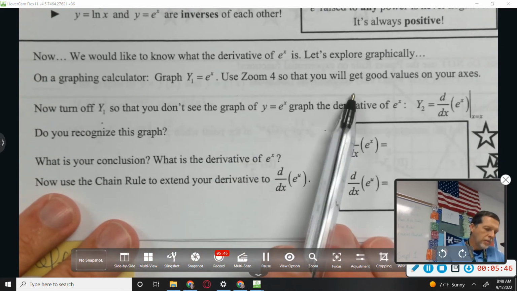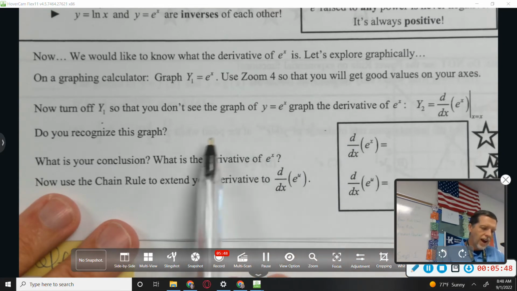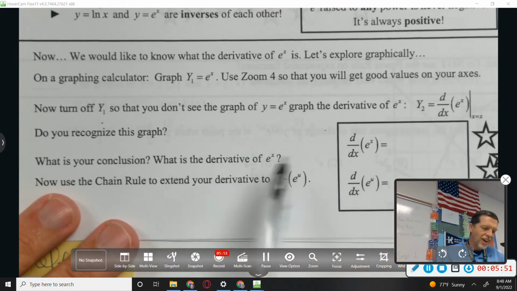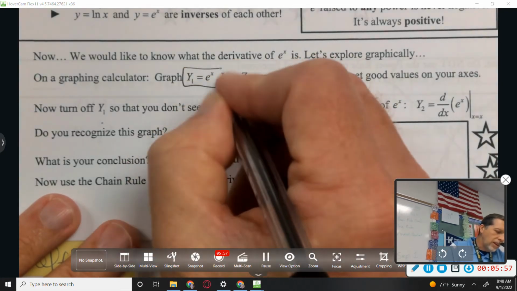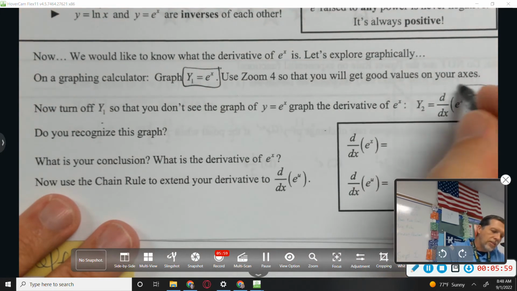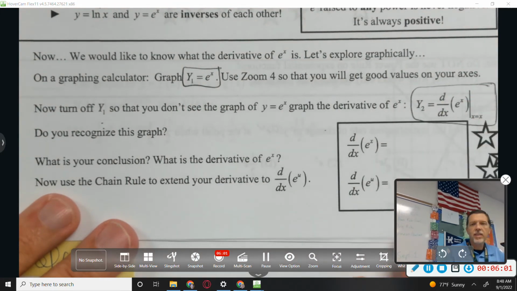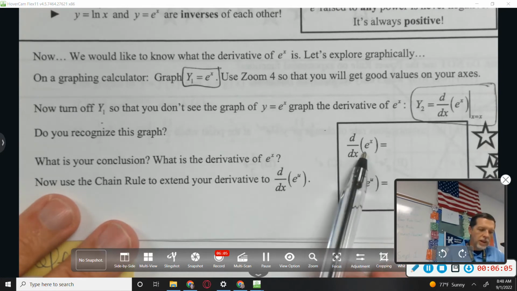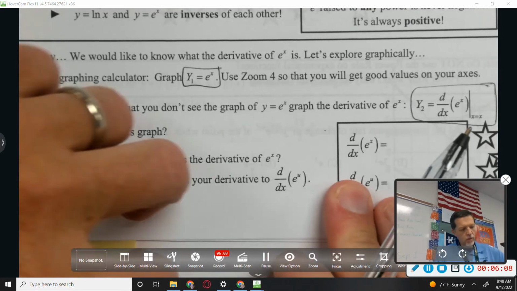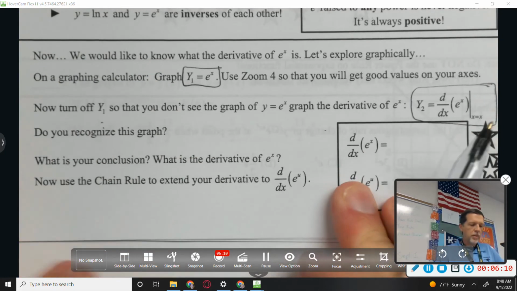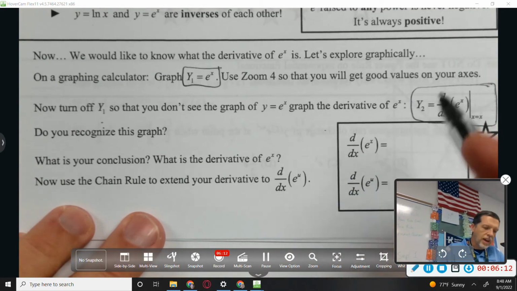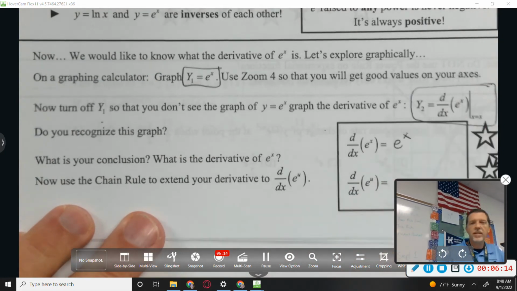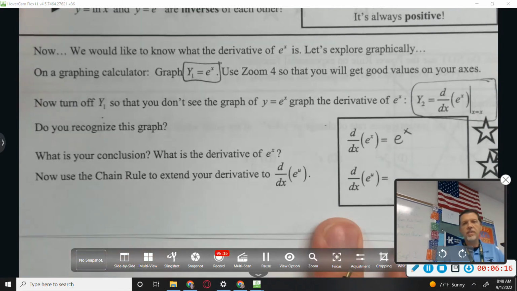I don't think I'm going to do this thing on the graph, because it's kind of fun to do. If you graph e to the x and you graph the derivative of e to the x, they're exactly the same thing. And so even though this is a really complicated function, it's one of our favorite derivatives to take, because the derivative of e to the x is e to the x, which is kind of nice.